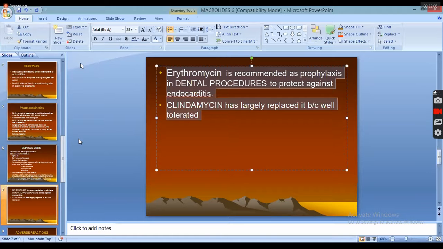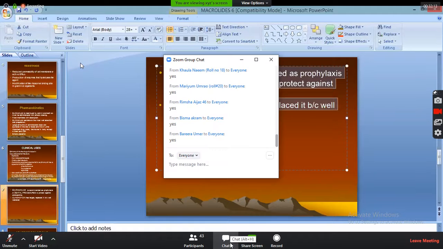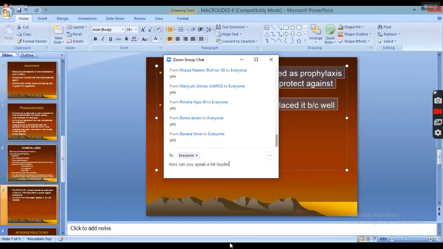This is asked in viva and MCQs: which antibiotic should be given in dental procedures to protect against endocarditis, and vice versa. So erythromycin is the drug of choice, although clindamycin is also given because it is well tolerated and has fewer side effects.